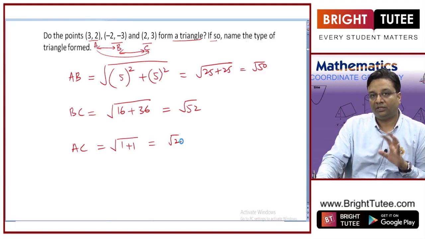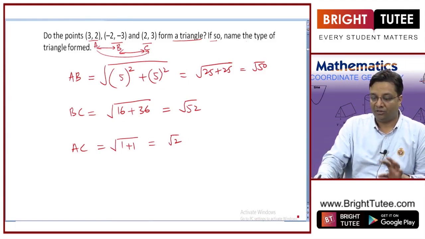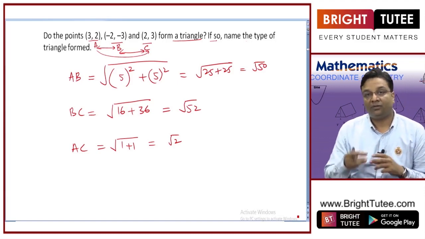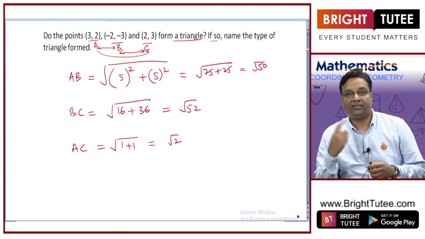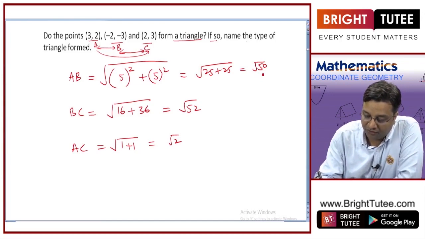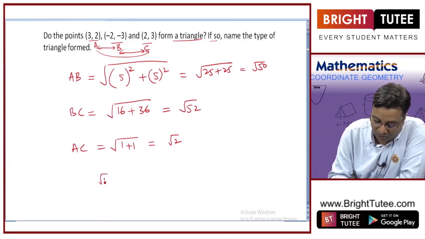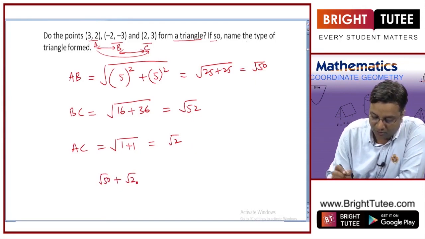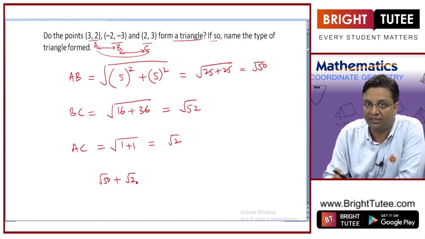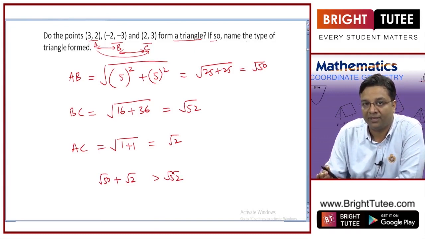So we have got all the 3 sides here. Now we just need to comment whether these form a triangle or not. So to form a triangle, what is the property? That sum of any 2 sides should be greater than the third side. And if you notice, sum of any 2 sides in this is greater than the third side, because if you do root 50 plus root 2, these are the smaller sides. So if their sum is greater than root 52, then we can say these form a triangle.